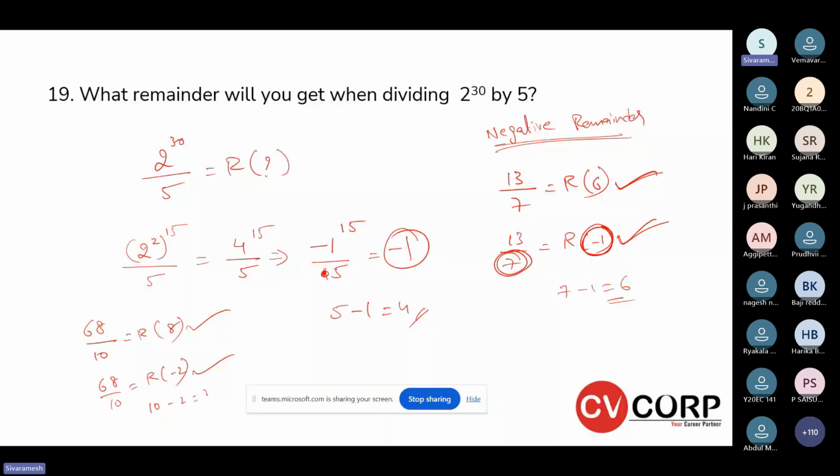So whenever you are finding any remainders, you can do it in the simplest way by using the negative remainder theorem. Hope you all are clear with this, and any doubts you can ask me. I'll explain that.